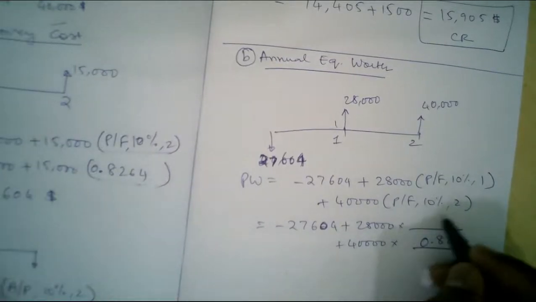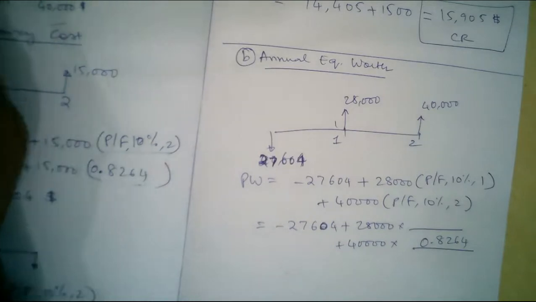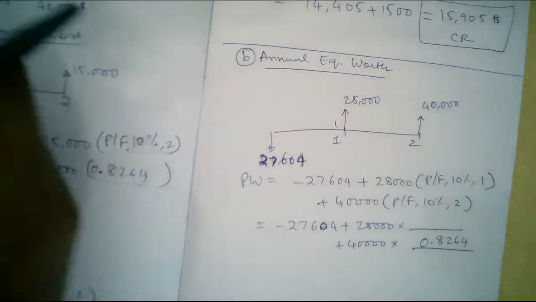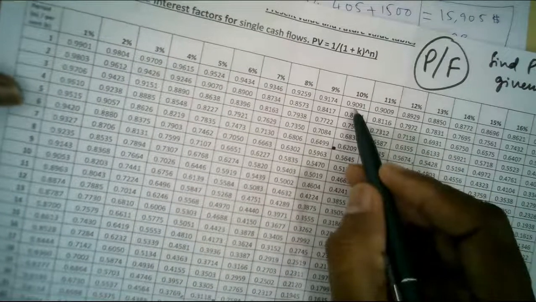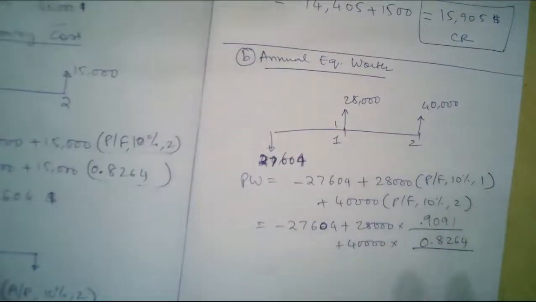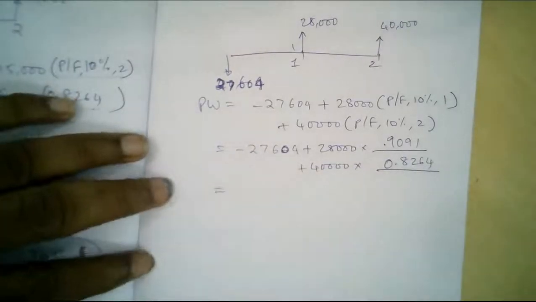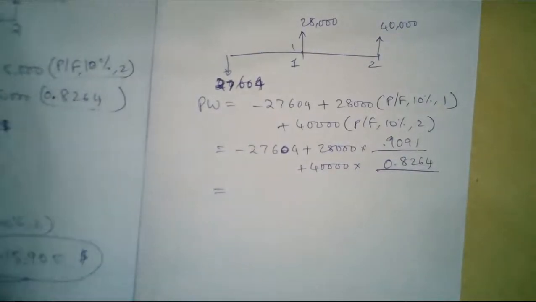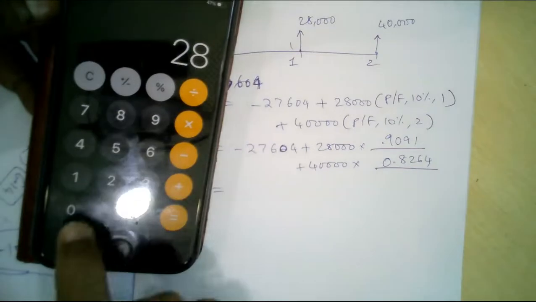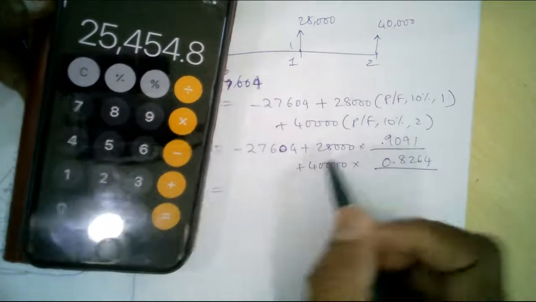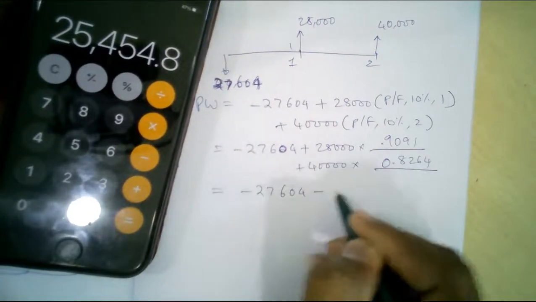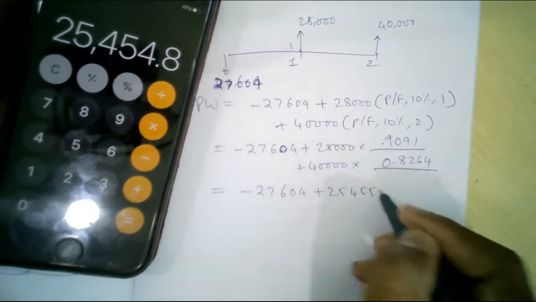That is 0.8264, and for this one I have to refer to P by F. So let's see P by F, 10 years, 10%: 0.9091. So now let me calculate this. I have 28,000 multiplied by 0.9091. So this is 25,455. I'll round it off.